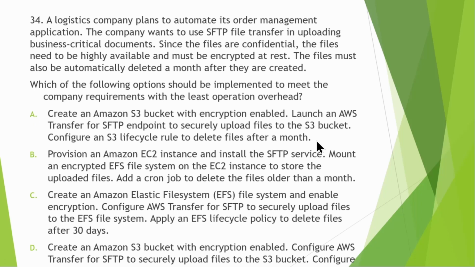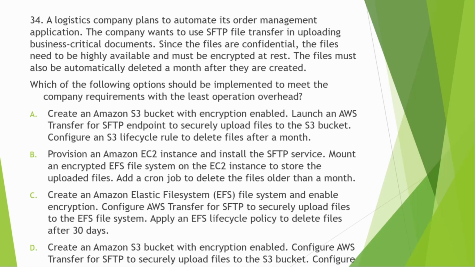Now let's see why the others are not correct. Provision an Amazon EC2 instance and install the SFTP service, mount an encrypted EFS file system on the EC2 instance to store the uploaded files, add a cron job to delete the files older than a month. This is incorrect. Why? Because it is possible, but it has a lot of operational overhead. You will need to manage your EC2 instance and your SFTP service.